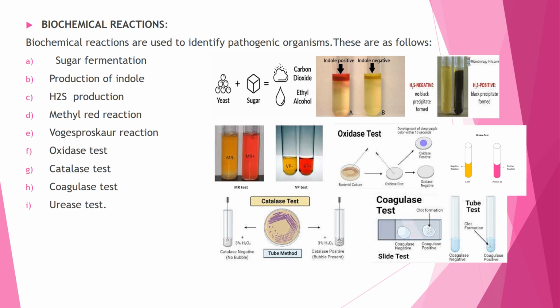In the oxidase test, after placing the bacterial culture, we can observe a purple color if it is oxidase positive, and no color if it is oxidase negative. For the catalase test, bubble formation indicates catalase positive, and no bubble formation indicates catalase negative. For the coagulase test, coagulation, meaning clot formation, is coagulase positive and no clot is coagulase negative. For the urease test, purple color indicates positive, whereas yellow color or no color indicates negative.